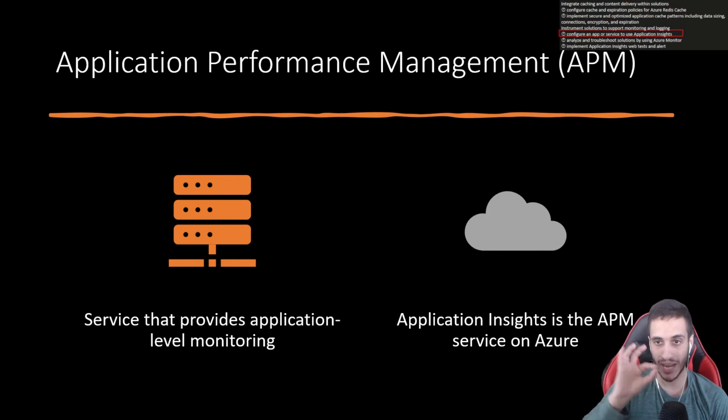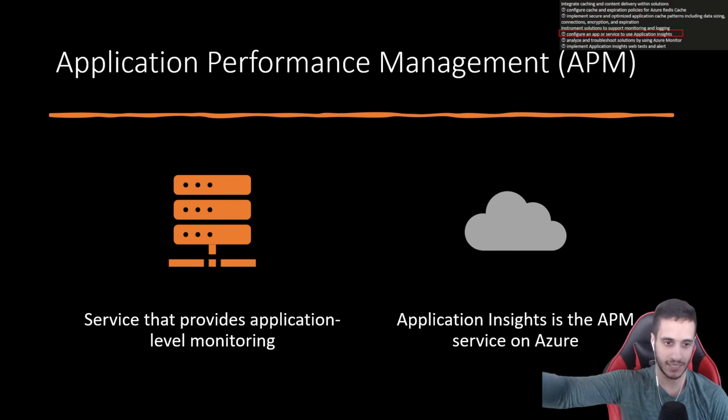They can monitor the duration of the specific API calls. They can monitor dependency calls, like calls to your databases, etc. So whenever you hear or see the word APM, this refers to tools that provide application level monitoring. And on Azure, Application Insights is the APM service.